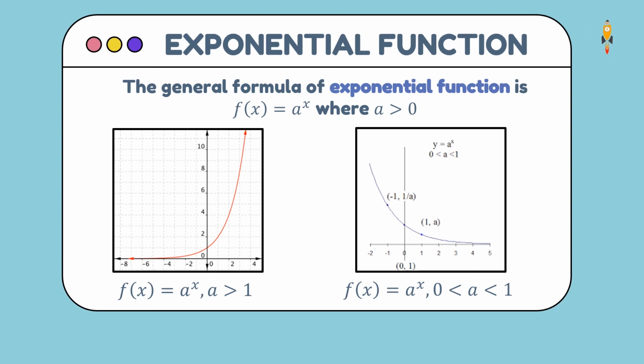Its general form is f of x is equal to a raised to x, where a is greater than 0. This is the graph of f of x is equal to a raised to x, where a is greater than 1, while this is the graph of f of x is equal to a raised to x, where a is greater than 0 and less than 1.